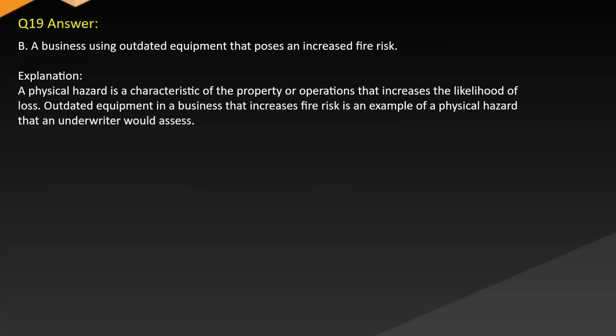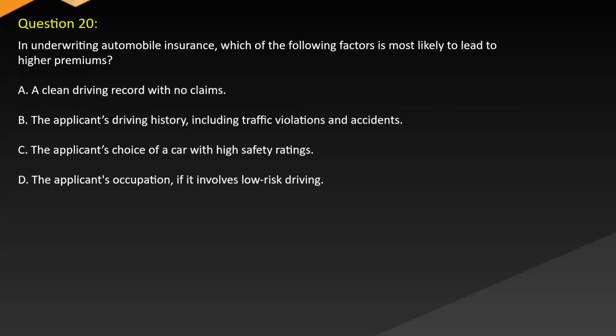Answer B. A business using outdated equipment that poses an increased fire risk. Explanation: a physical hazard is a characteristic of the property or operations that increases the likelihood of loss. Outdated equipment in a business that increases fire risk is an example of a physical hazard that an underwriter would assess. Question 20. In underwriting automobile insurance, which of the following factors is most likely to lead to higher premiums?